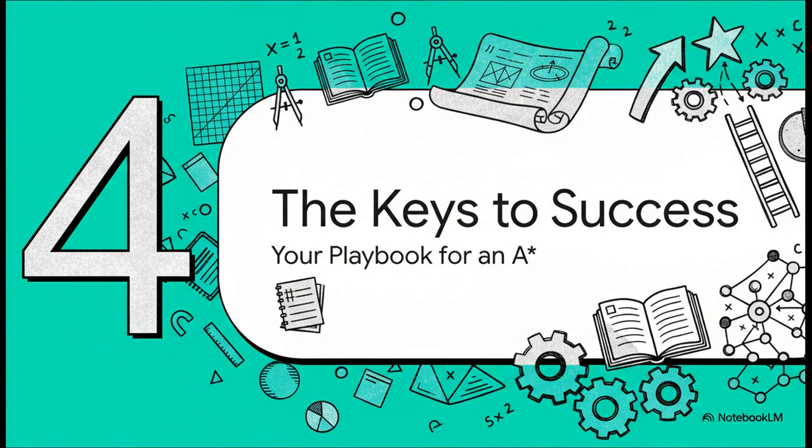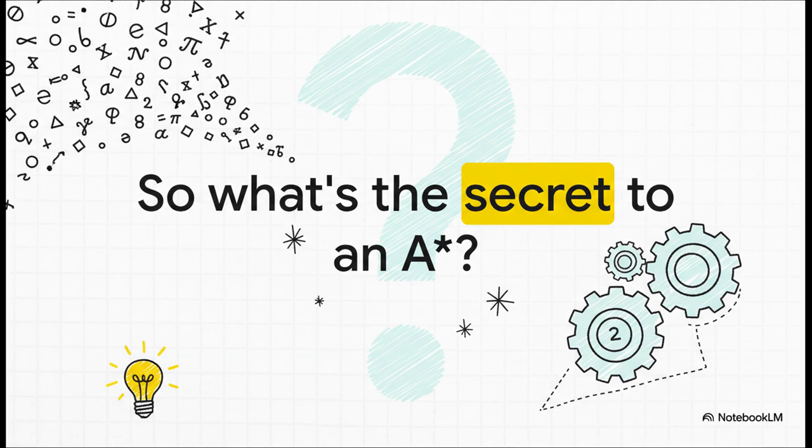Which brings us to our final and I think most important section. We've laid out the entire blueprint. Now let's get into the playbook, the specific actionable strategy you're going to need to aim for those top grades. I mean, it's the question everyone wants to know, right? Is there some kind of secret magic bullet for getting an A or an A star in A-level maths? Well, it's not really a secret, but it is a system, and it all boils down to 2 key numbers.